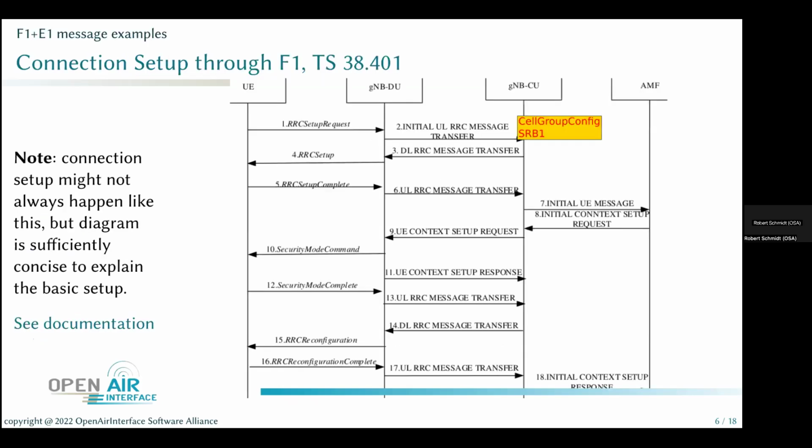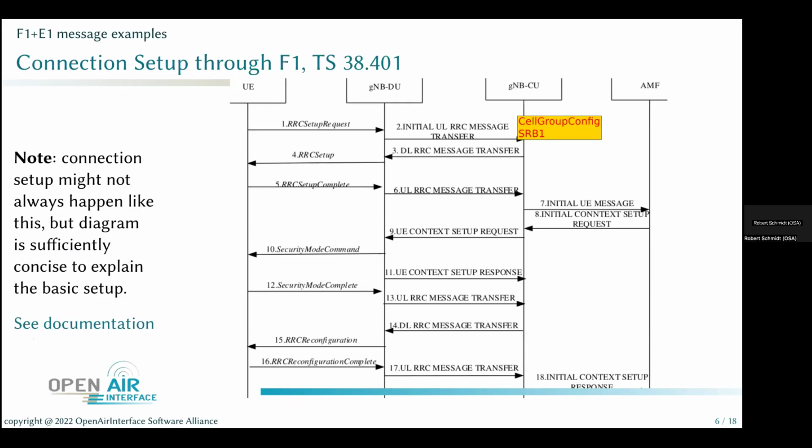So now, after this motivation, this introduction, let's have a look at what is F1, what is E1, and so on. I have here an example that is actually a figure directly from a specification. I think it's 38.401. Basically it describes how a connection setup happens for a UE that wants to connect to the gNB and then also connect to the AMF.